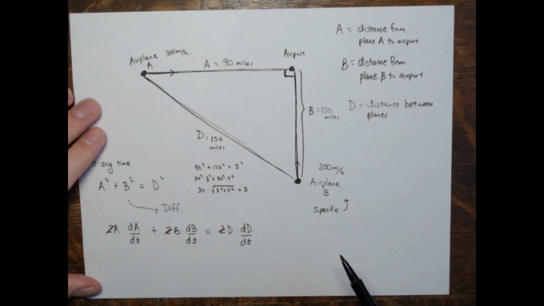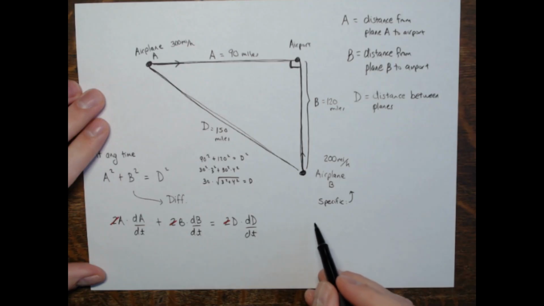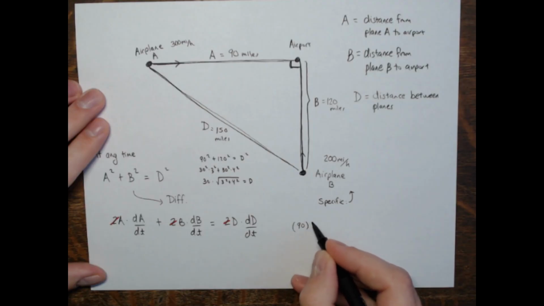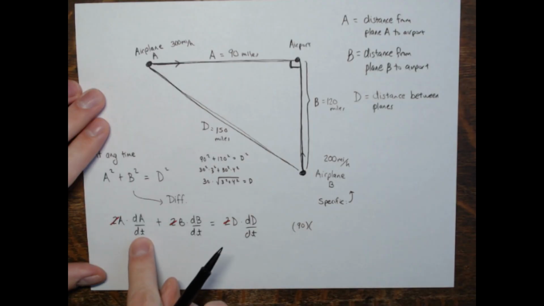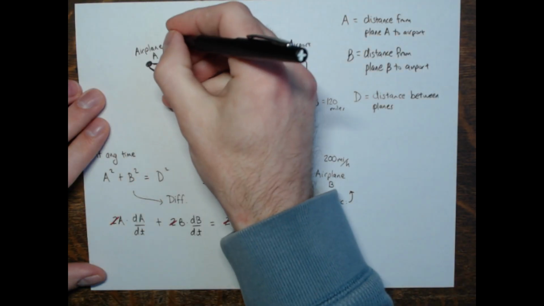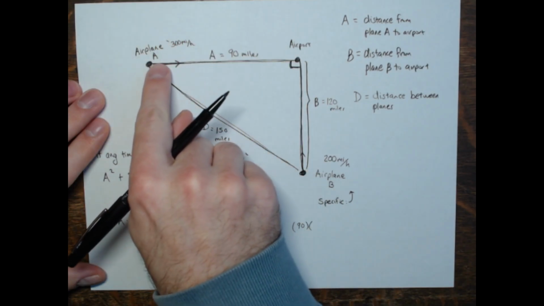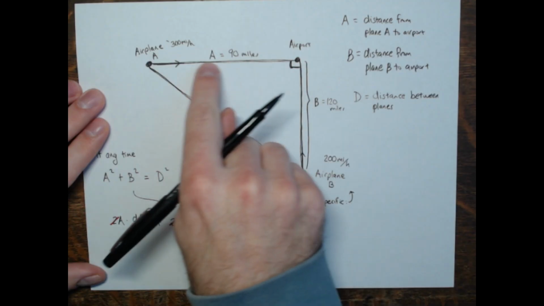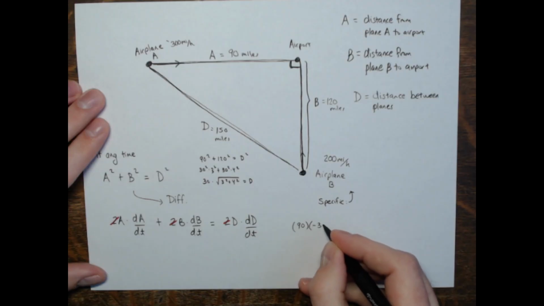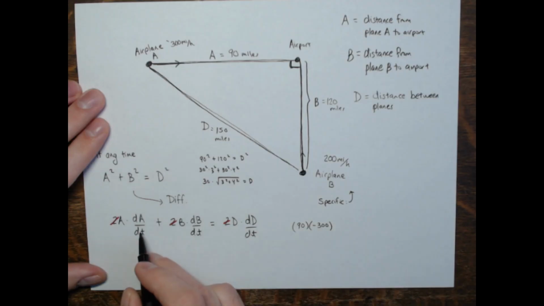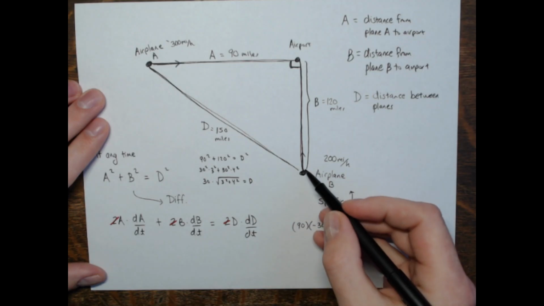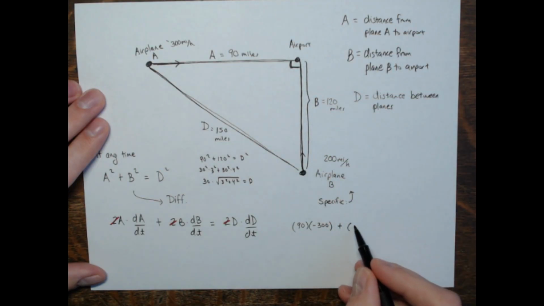Then we can talk about their speeds. So at this moment, A is 90 times A', the speed of A, which is 300 miles an hour, but I'm going to make that negative because the value of A is decreasing. The distance to the airport is shrinking. So it'll be negative 300 for dA/dt. Plus, and then B, again, B is the distance from airplane B to the airport, it's 120.